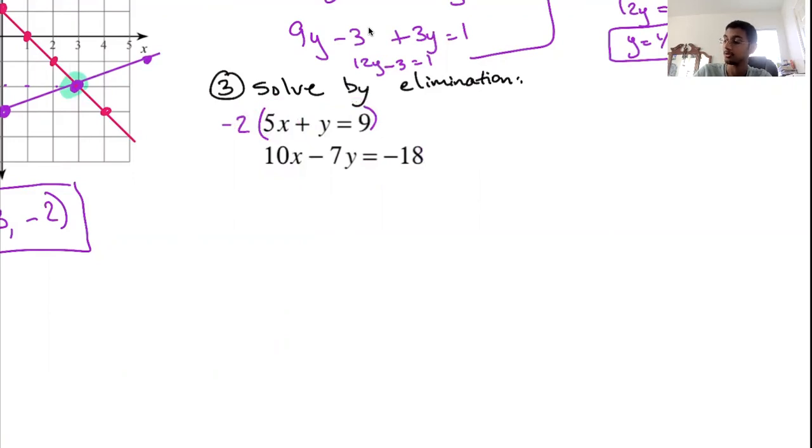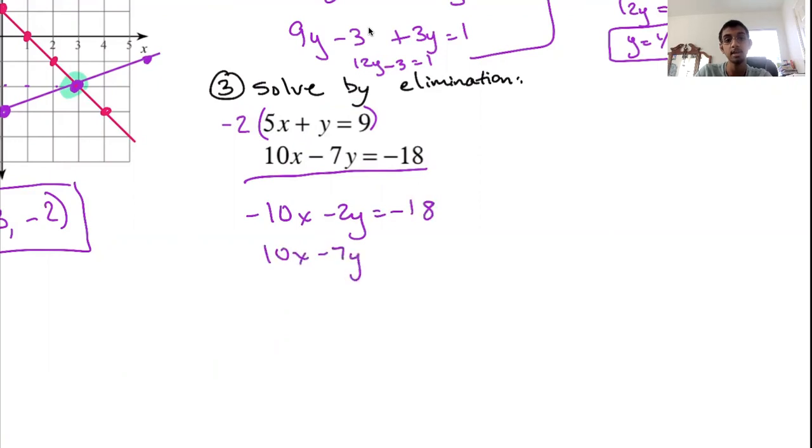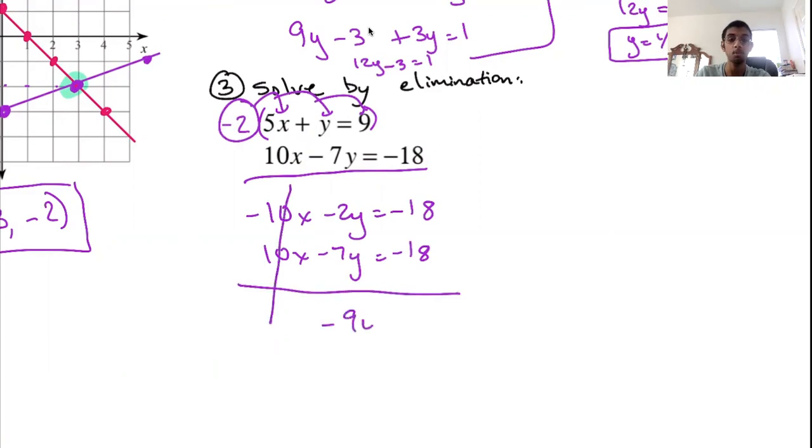So we're going to distribute. It becomes negative 10x minus 2y is equal to negative 18. And then positive 10x minus 7y equal to negative 18. So I multiplied negative 2 times everything inside of here, and that helped me right over here. Then we have negative 9y is equal to negative 18 minus negative 18, which is negative 36. And then y should equal 4.